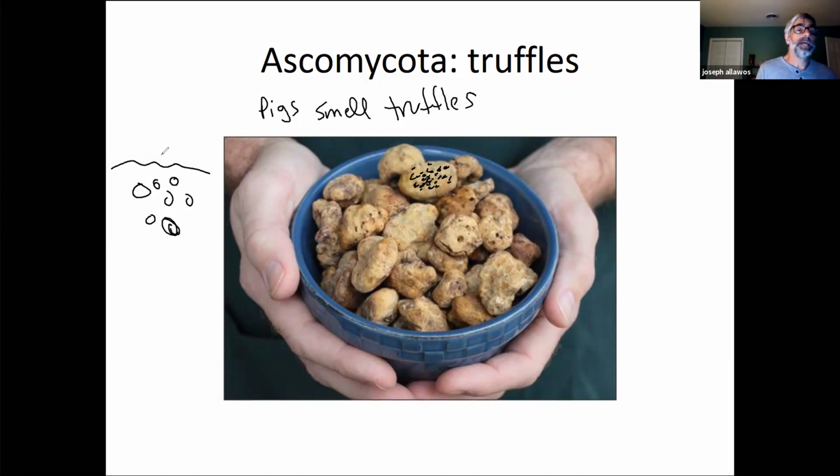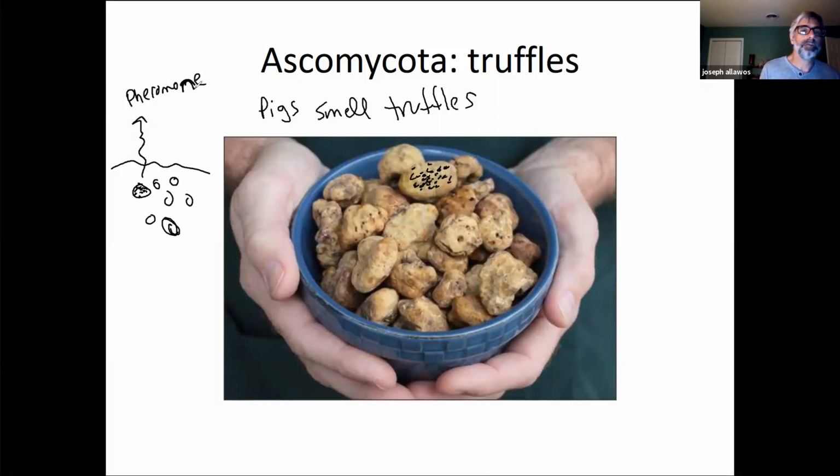Well, scientists were really curious why these pigs were so interested in these small fungi that are buried in the ground, certainly not for their nutritional value. And they began to do a little research about the smell of the truffle. And what they found was that the smell acted as a pheromone to the pig. A pheromone is a chemical attractant.